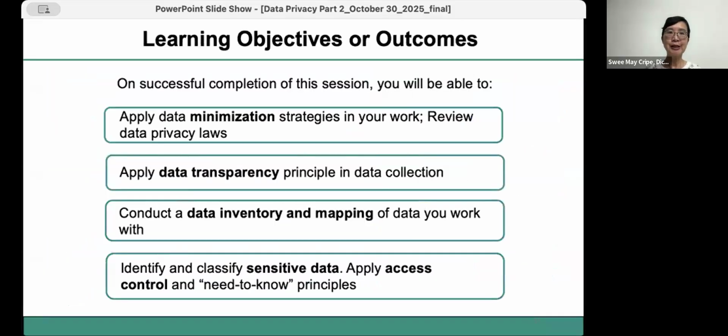Learning objectives or outcomes for today will apply. We hope that at the end of the session, you'll be able to apply data minimization strategies in your work, apply data transparency principle in data collection, be able to conduct data inventory and mapping of the data in your organization, and to be able to identify who in the organization will have access to sensitive data or personal identifiable information.